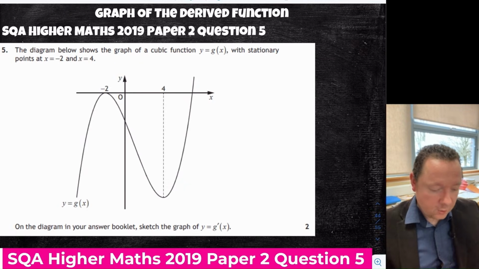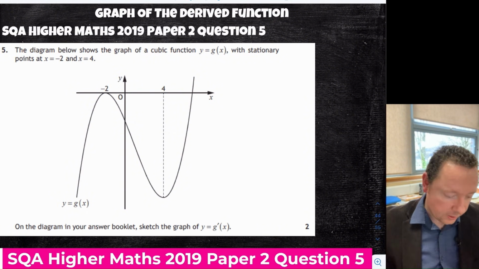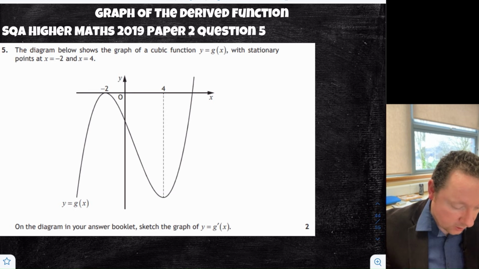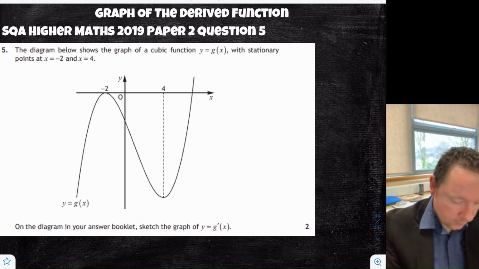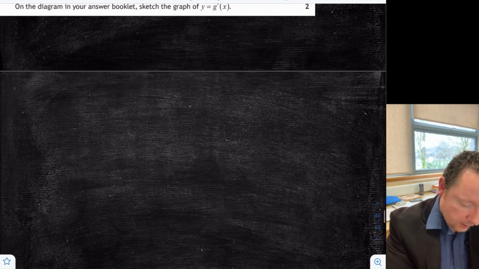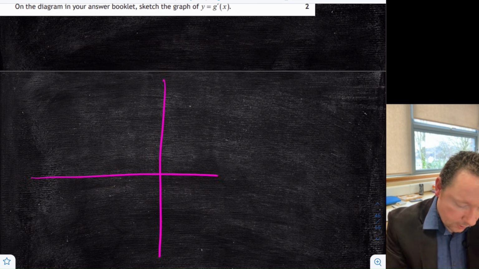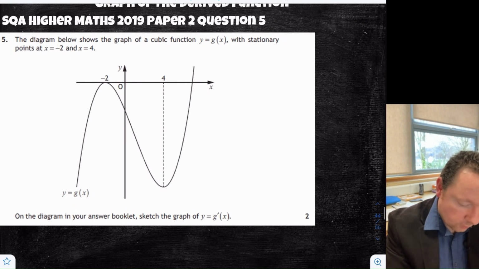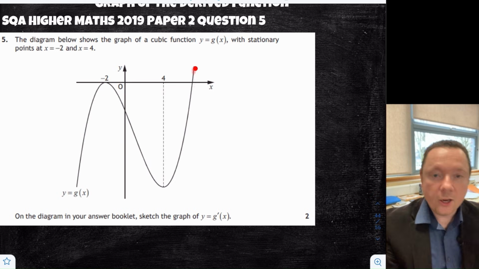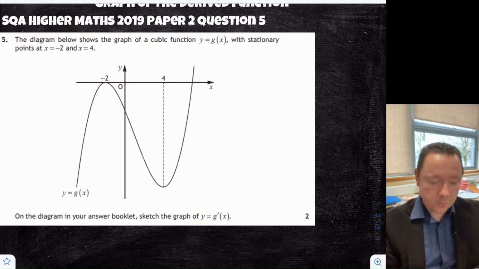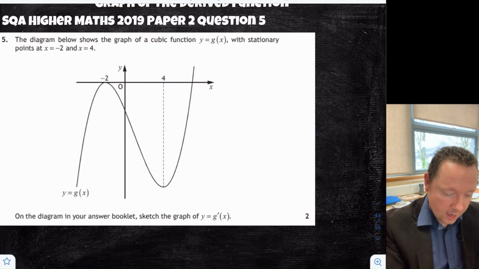The derived function, SQA Higher Maths 2019, paper 2, question 5. The diagram below shows the graph of a cubic with stationary points at minus 2 and 4 as shown on the diagram of your answer book. Sketch the graph of g dash x, the derivative. Okay, so let's just draw a picture here. Y and x. Now, we should first of all look at this. It's telling us it's a cubic. A cubic differentiates to a quadratic. So we're expecting a quadratic either going down the way or up the way.